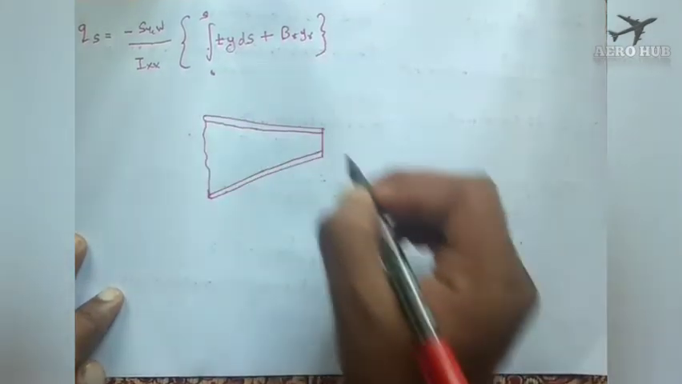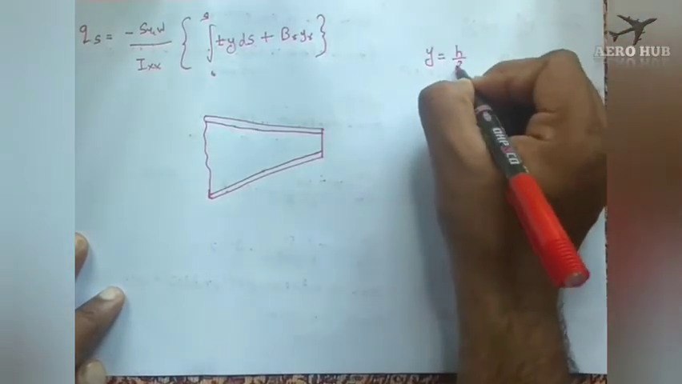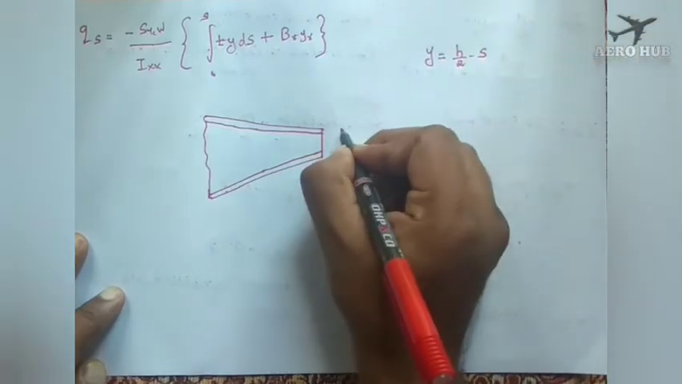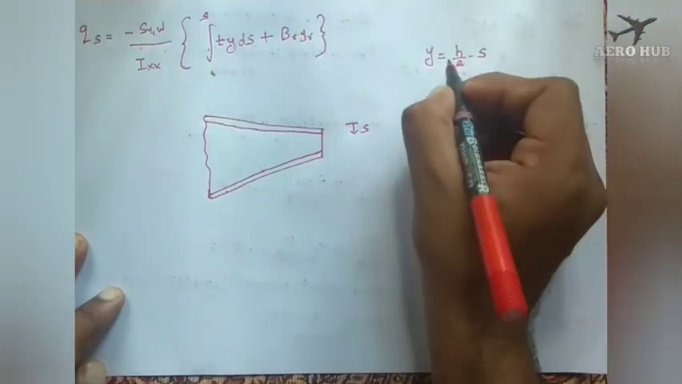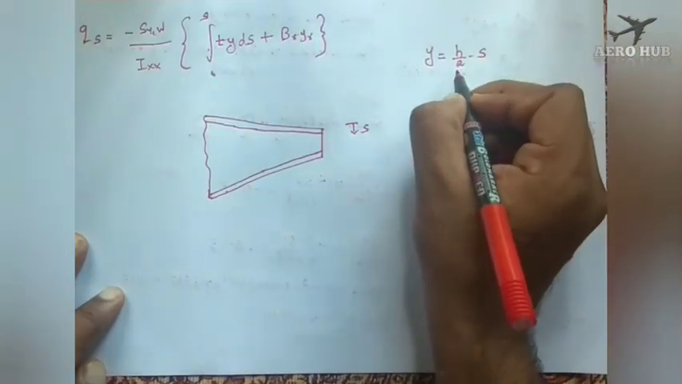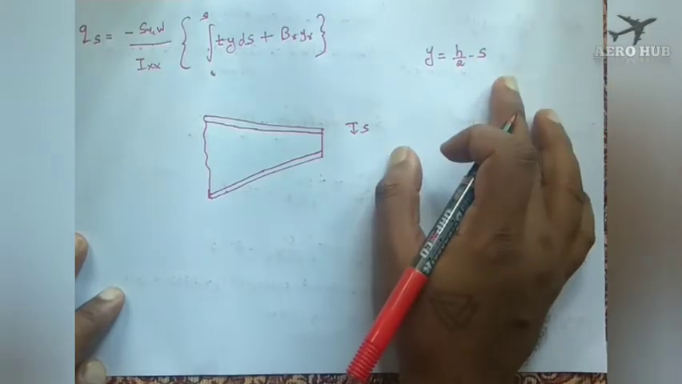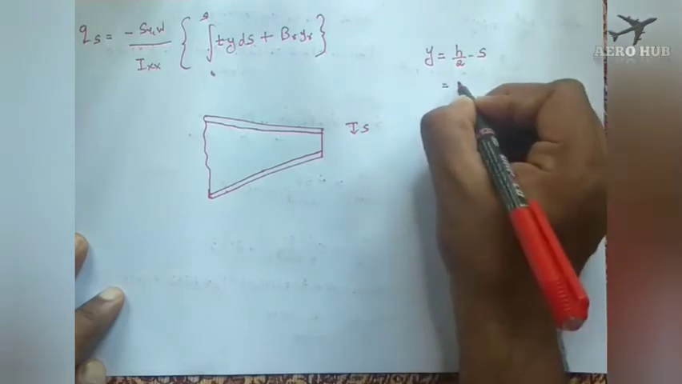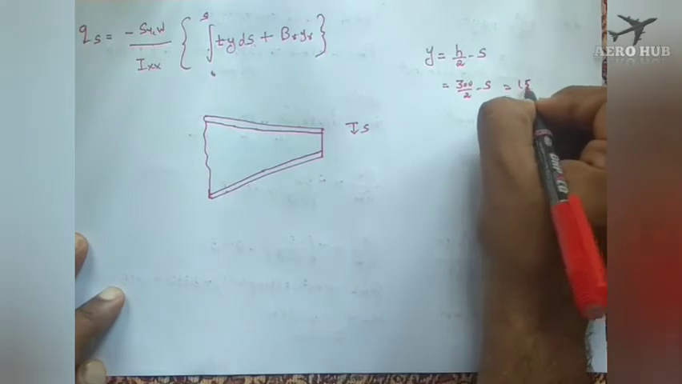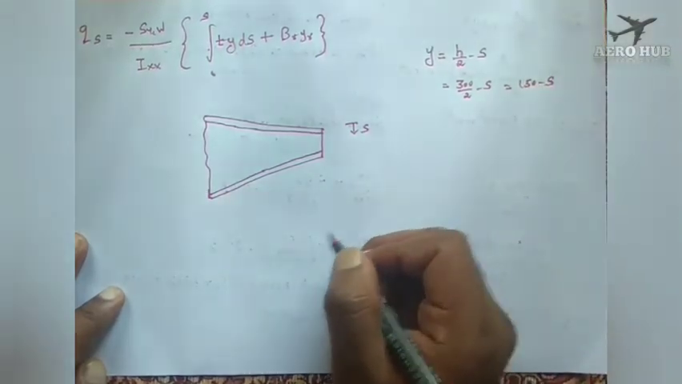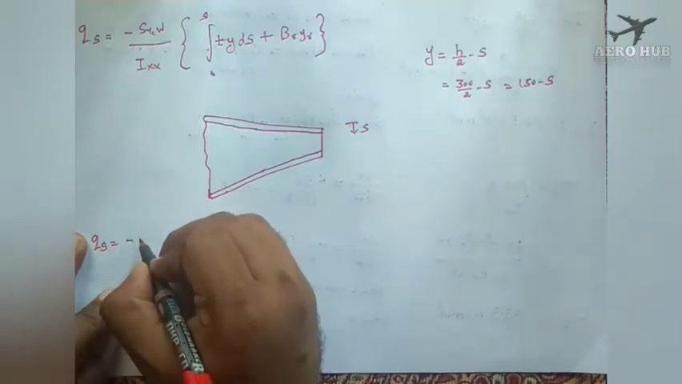The thickness is 2 mm. The y value for a vertical web is always h by 2 minus s, and we will be calculating s from this point. We have discussed this in the previous unit. So the total height is 300 by 2 minus s, that will be 150 minus s, is the value of y. So substitute qs is equal to minus Sy,W.